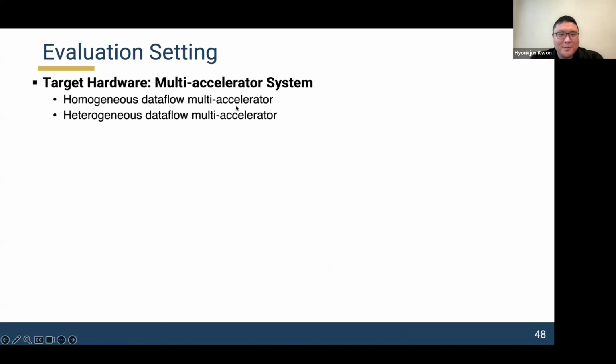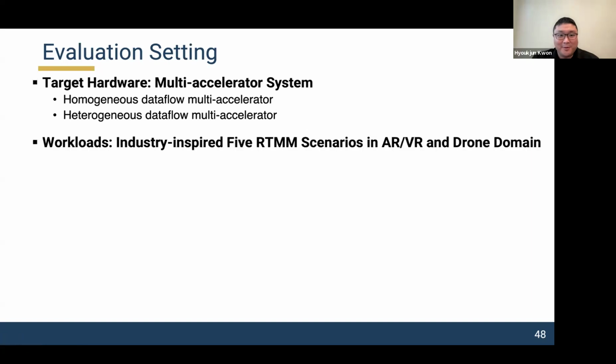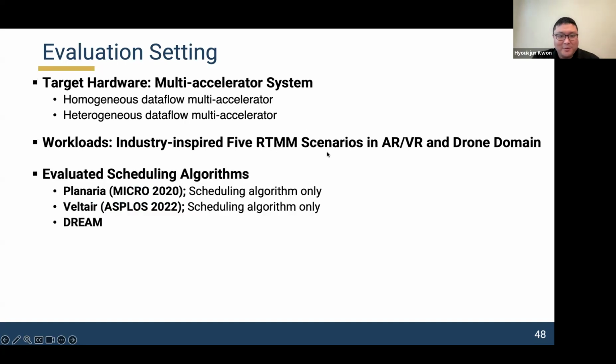Homogeneous dataflow multi-accelerator and heterogeneous dataflow multi-accelerator. In the homogeneous dataflow multi-accelerator, in other words, there are many accelerator instances, but they have the same processing style. For heterogeneous dataflow multi-accelerators, there are also many accelerator instances within the chip, but all the accelerators have different processing styles, which is suited for different types of layers. And for workload, we used industry-inspired real-time multimodal scenarios in AR, VR, and drone.